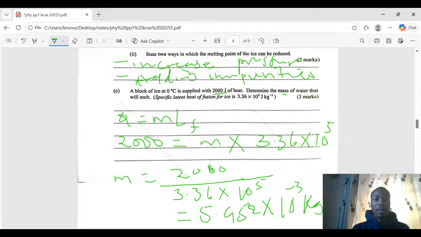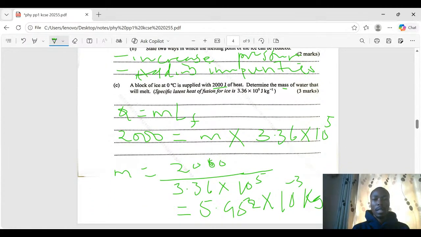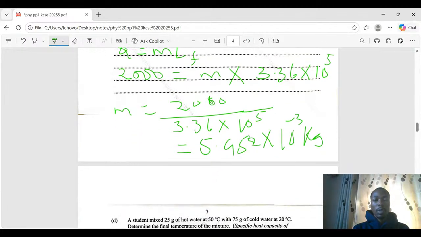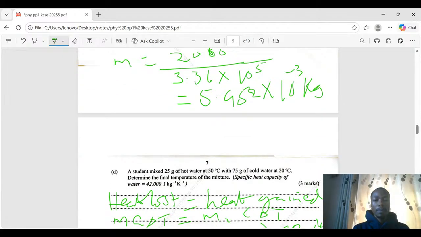A block of ice at zero is supplied with 2000 joules of heat. Determine the mass of water that will melt. Remember, our formula is the quantity of heat supplied equals the mass multiplied by the latent heat of fusion of the ice. So we have Q as 2000, mass we don't have, then the latent heat of fusion as 3.36 times 10 to the power 5. Then you substitute in and calculate, and you come out with 5.952 times 10 to the power negative 3 kg.